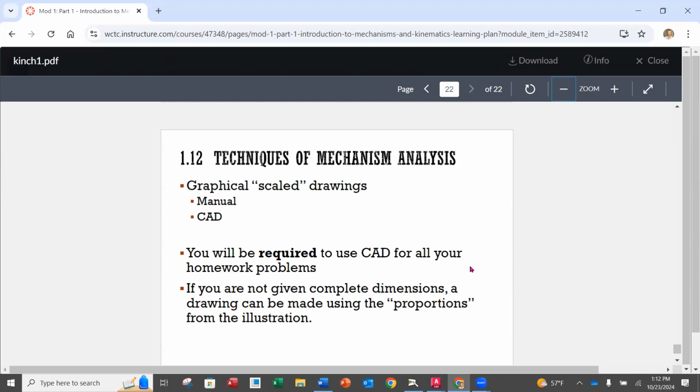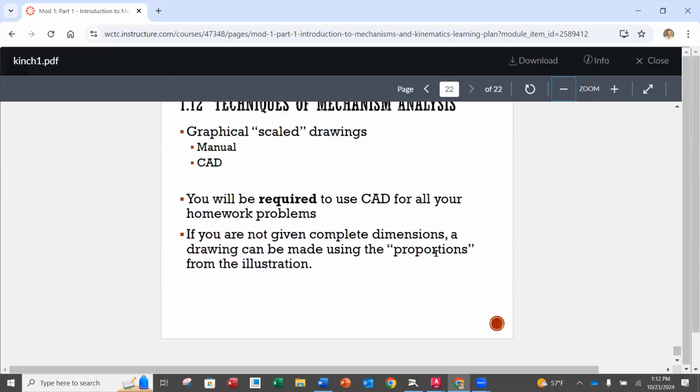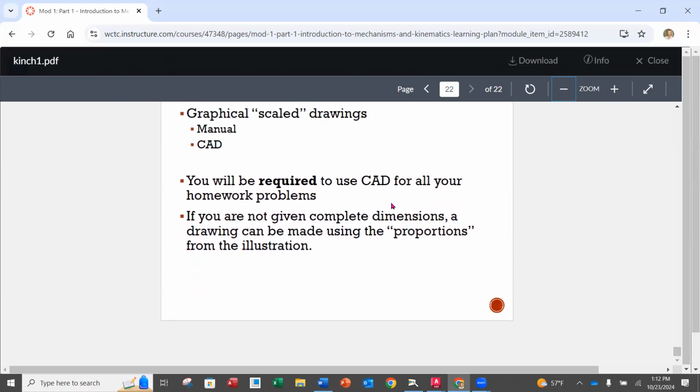Also, you're going to notice that in the assignment and in the things that we didn't have any dimensions in this first part of module 1. Just proportionally make sure that the diagrams look appropriate. Okay. And I think that's the end. So that means that we're ready to start looking at our assignment.